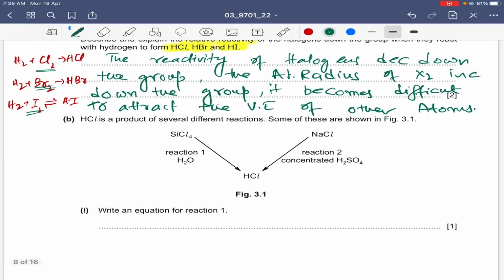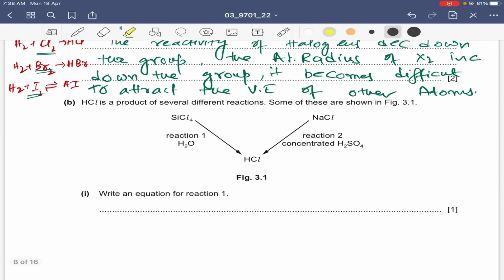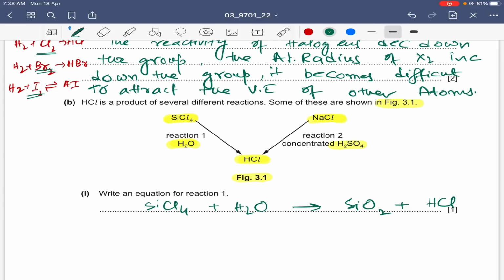All right. So the next part of the question is HCl is a product of several different reactions. Some of these reactions are shown in figure 3.1. SiCl4 reacting with water gives HCl. NaCl reacting with concentrated H2SO4 gives HCl. So write an equation for reaction 1, when SiCl4 reacts with water. We know that we get silicon dioxide, SiO2, plus HCl. To balance this reaction, 4 moles of HCl and 2 moles of water. So this would be the balanced equation.